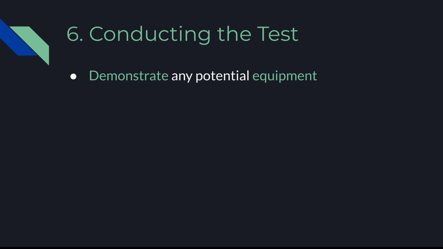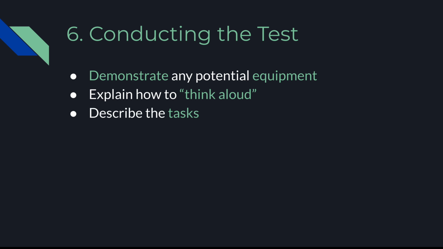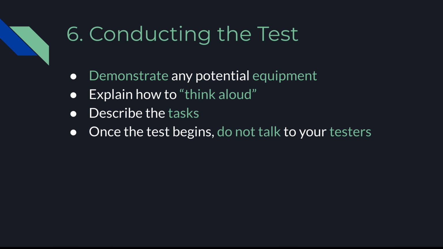Before the test is administered, if you are using special equipment, you want to make sure to demonstrate that equipment. You'll also want to explain to your test subjects how to think aloud, how to speak during their thinking process as they attempt to go through the document. You'll also want to describe the tasks to your users. But once the test begins, you want to make sure that you do not talk to your testers so as not to influence the outcome or the process itself.